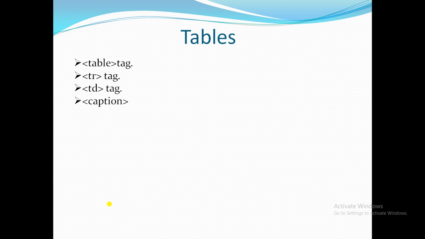Then we have the caption tag. It is a container tag that is used to define the title of the table. So if you want to define the title of the table, we will use the caption. And at the end we have the th tag. It is again a container tag that is used to define the table heading. So if you want to give a heading, you will write a th tag.